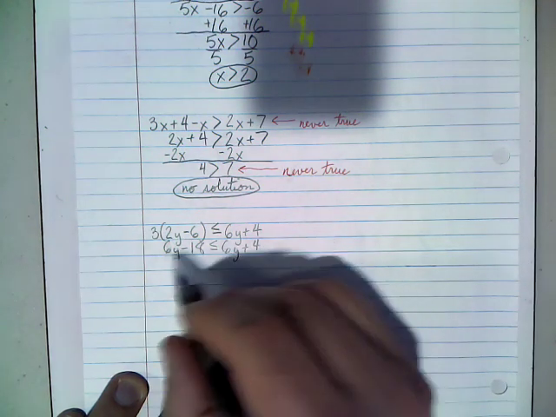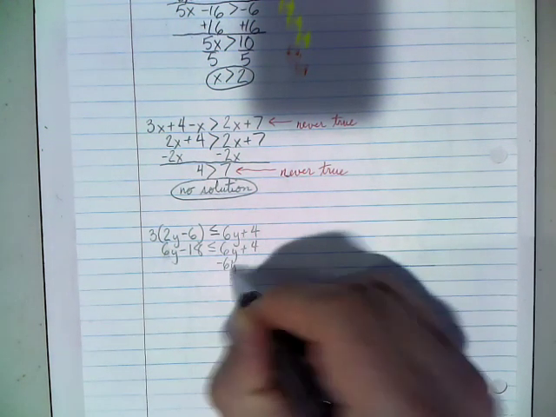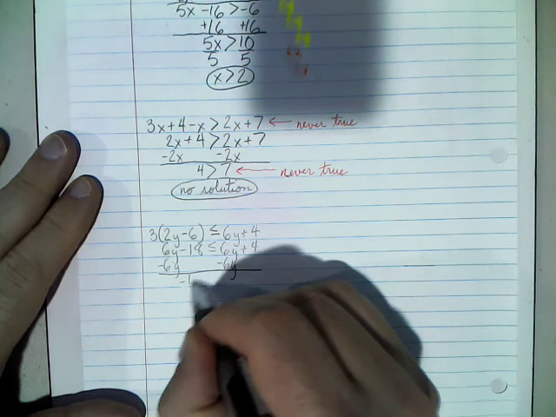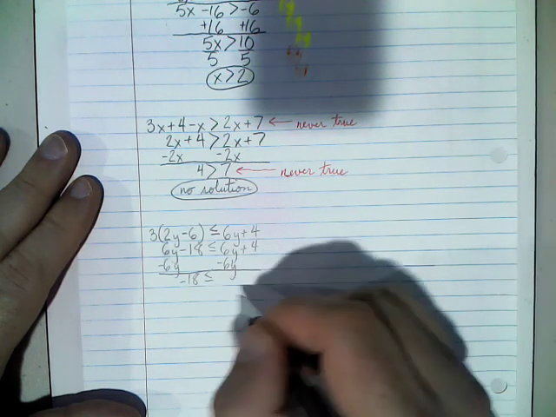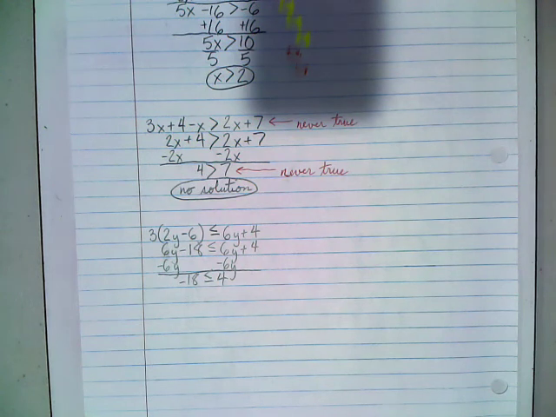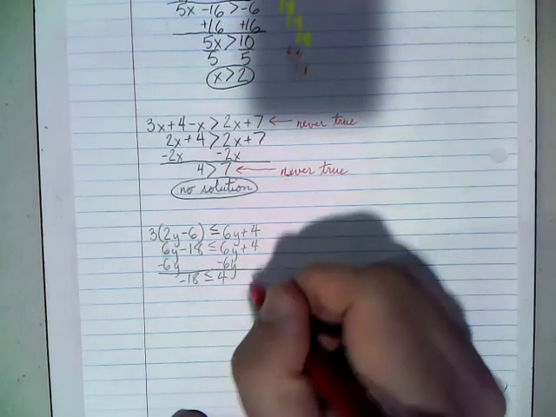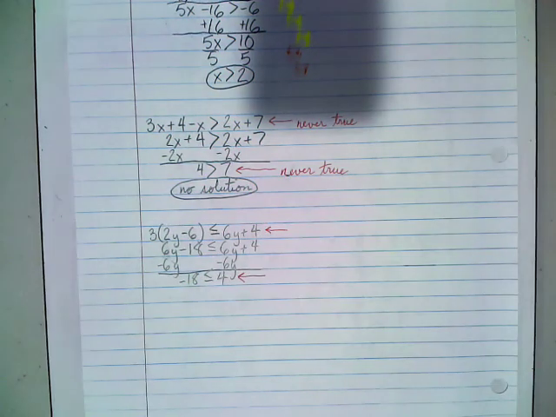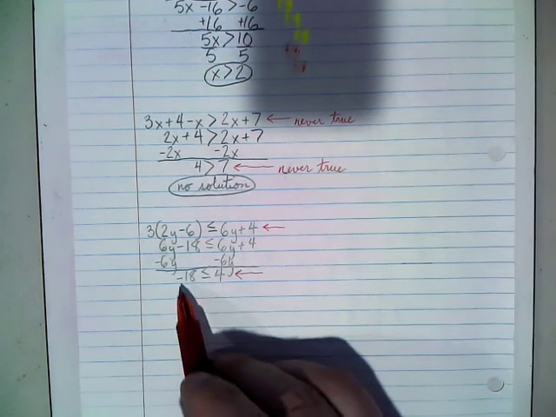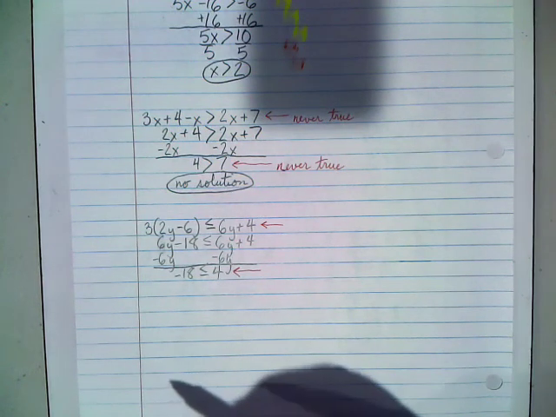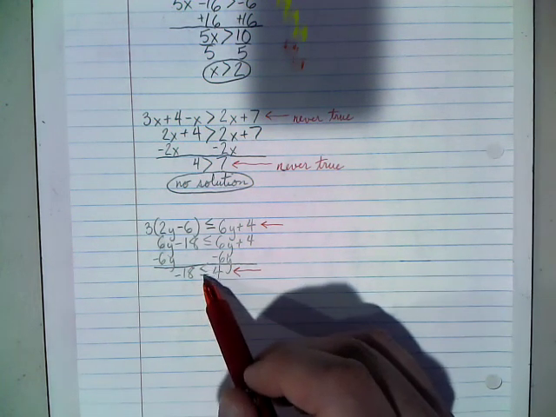So deal with your variables first. I'm going to cancel out this 6y by subtracting 6y on both sides. And so a negative 18 is less than or equal to a positive 4. So consider this one here. Is a negative 18 less than or equal to 4? So whatever values make this true also make this true. So if y is 1, is negative 18 less than or equal to 4? If y is negative 4, is negative 18 less than or equal to 4?